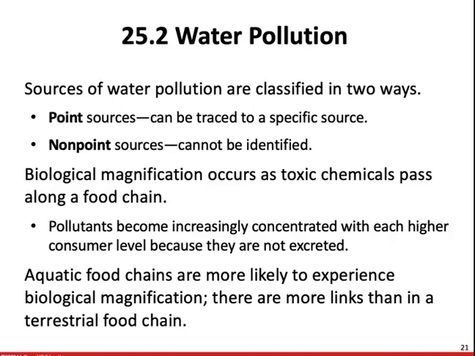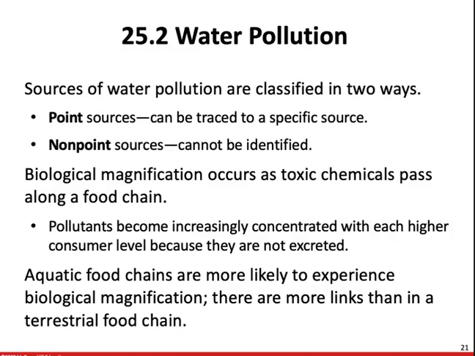Biological magnification occurs as toxic chemicals pass along the food chain. Pollutants become increasingly concentrated at each higher consumer level because they are not being excreted. A great example of biological magnification would be the buildup of mercury in fishes.